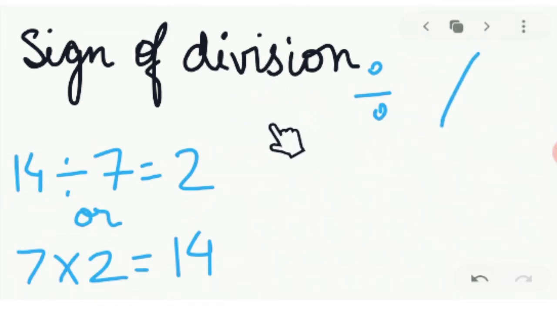Also, division can be said to be the opposite of multiplication. That is, if it is written 14 divided by 7 is equal to 2, we can write 7 into 2 is 14. So remember, the opposite of division is multiplication.